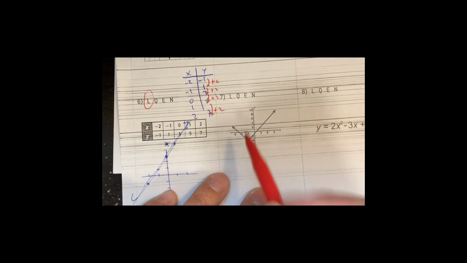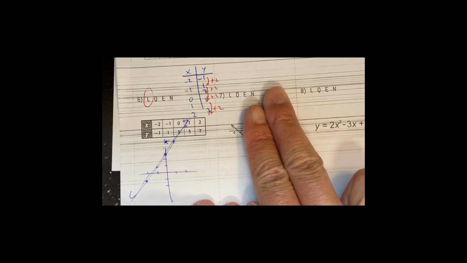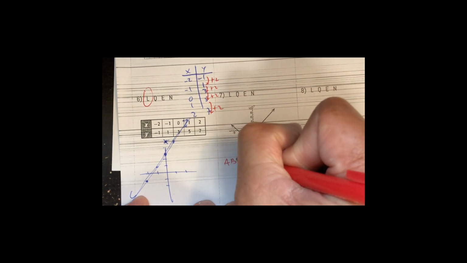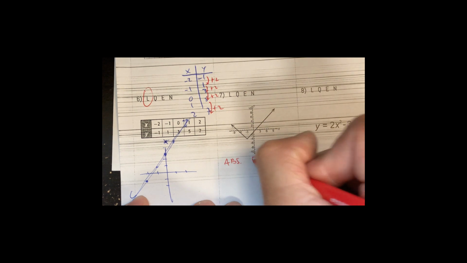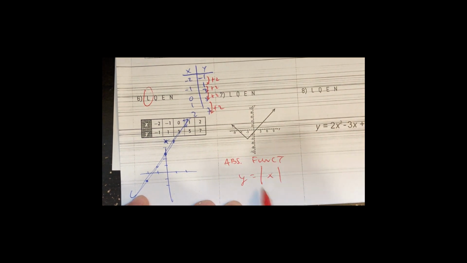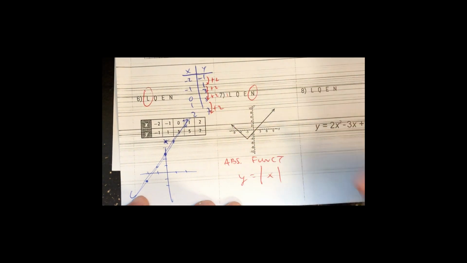Question number 7. Although this would be linear and this would be linear, the fancy word is this is a piecewise function of two linears, and this is called an absolute value function. And really what it is is y equals the absolute value of x. This is what the equation is. It's not linear, it's not quadratic, not exponential. The answer is neither.